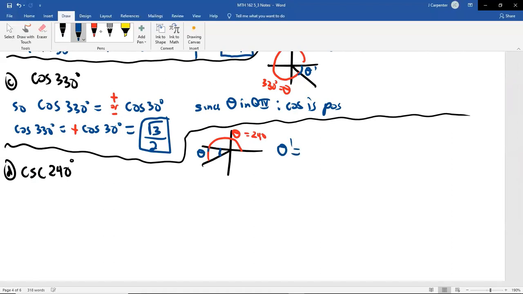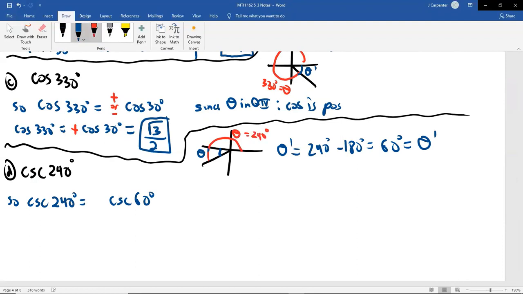And with 240 degrees, we got to play with 180 to get an answer. If we do 180 minus 240, it'll be negative. So we go 240 minus 180, which will give us 60 degrees. That's our reference angle. So the cosecant of 240 degrees will be the same thing as the cosecant of 60 degrees, with the exception of maybe it's positive, maybe it's negative.